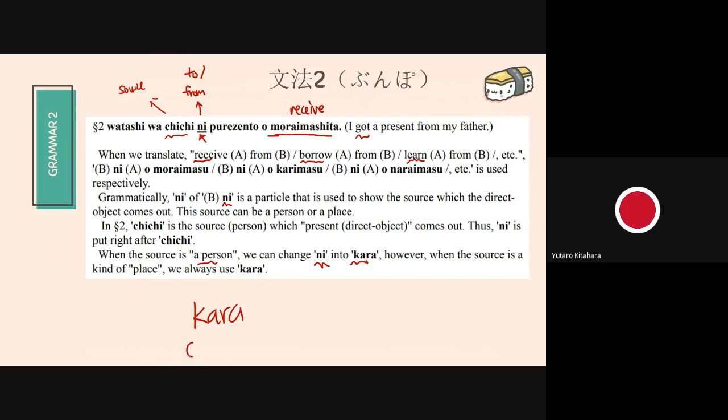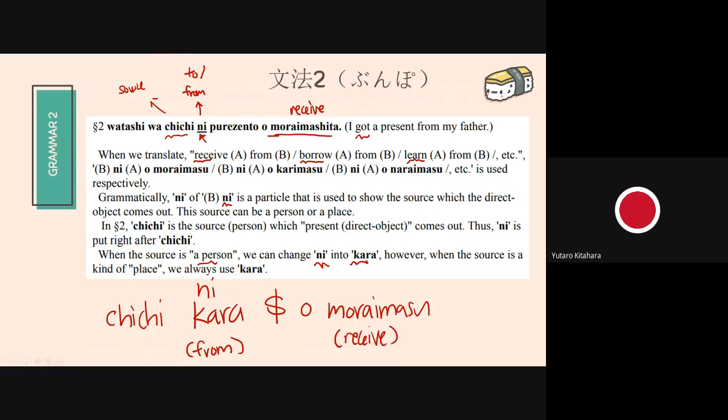Kara made. It's from, right? Okay, so it's exactly the same as this ni. Also from. For example, I receive money from my father. Okane wo moraimasu. Moraimasu is receive. You just say chichi kara okane wo moraimasu. Chichi ni okane wo moraimasu also can. Don't worry, next page got more examples for you to see.